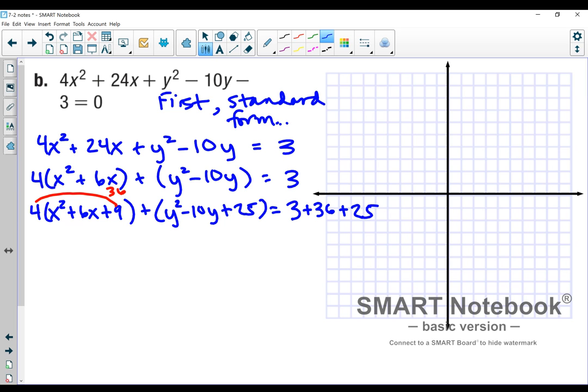So now I'm going to do my factoring. So x squared plus 6x plus 9 is the quantity x plus 3 squared. And we have a 4 in front. And then my next one factors as the quantity y minus 5 squared.